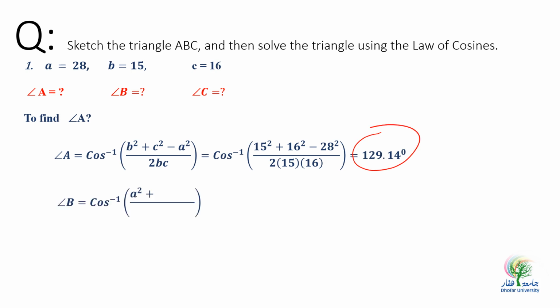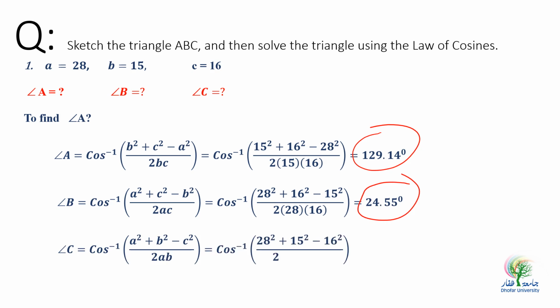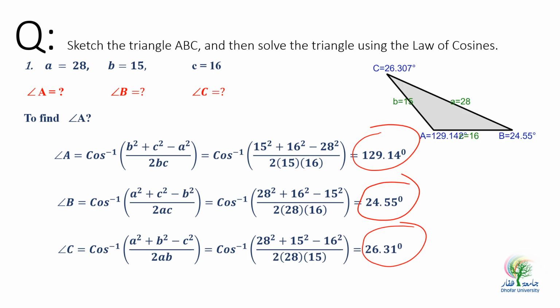Angle B, we will write the rule, put the values, use calculator, and the angle will come 24.55. Angle C, write the rule, put the values, and then use calculator to find the answer. So the degree will come 26.31. So these are the angles and we can sketch it.